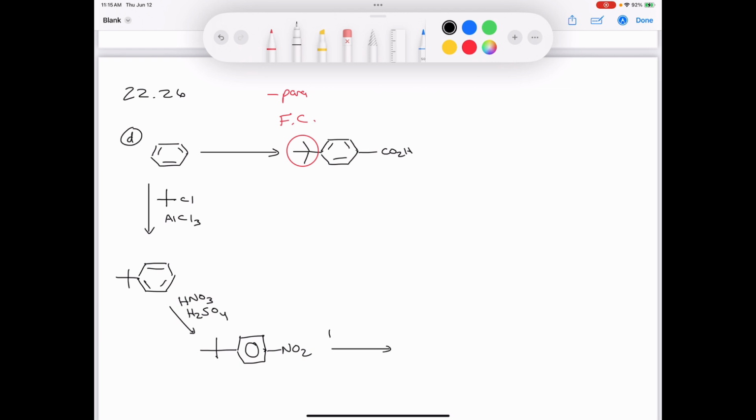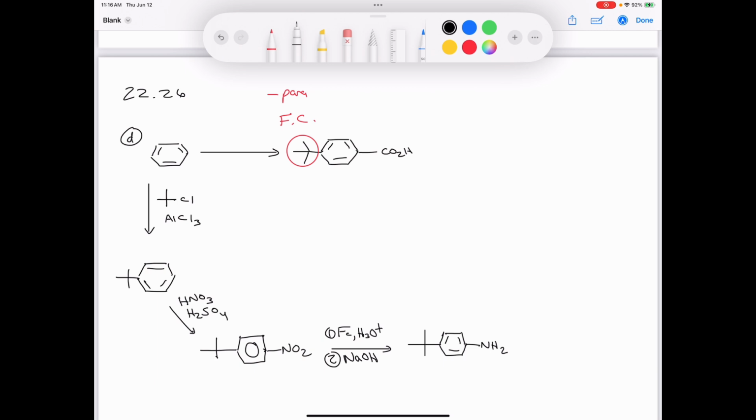So I'm just going to use iron to reduce it. And then we'll wash it with some sodium hydroxide. So that's going to give me the aniline. And so let's draw para-tert-butyl aniline. I guess I'll go back to drawing my aromatic ring correctly.